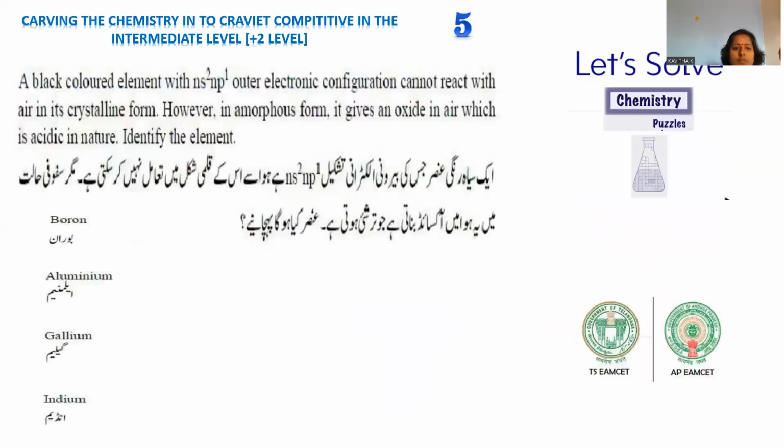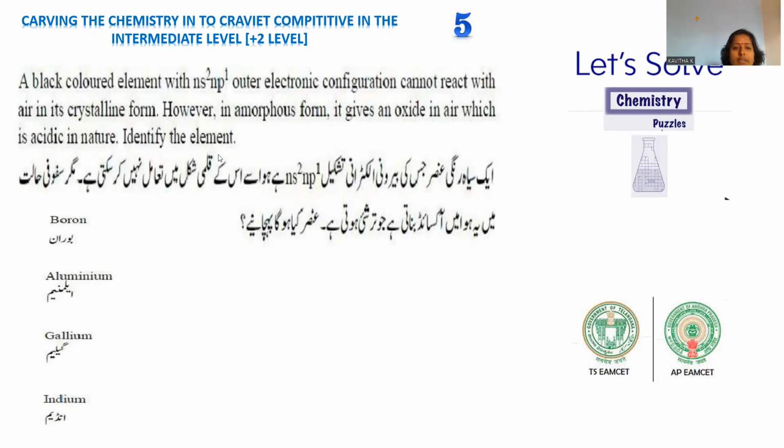Let's move on to question number 5. A black colored element with ns2 np1 outer electronic configuration cannot react with air in its crystalline form. However, in amorphous form it gives an oxide in air which is acidic in nature.